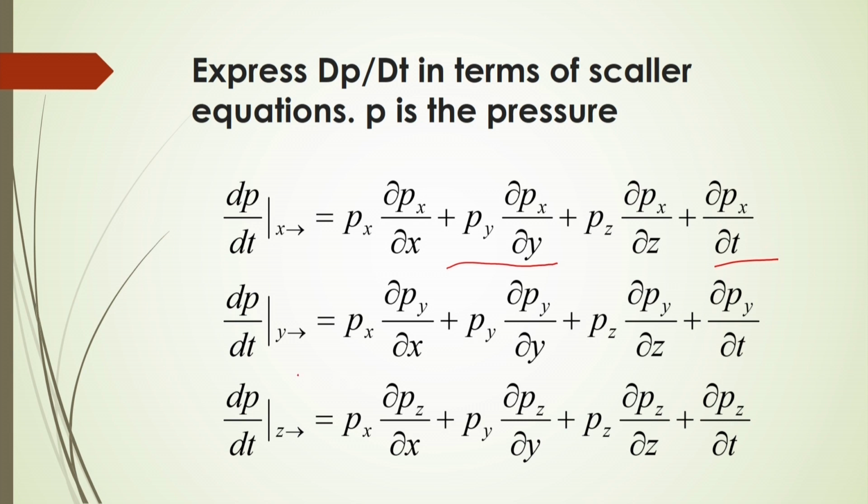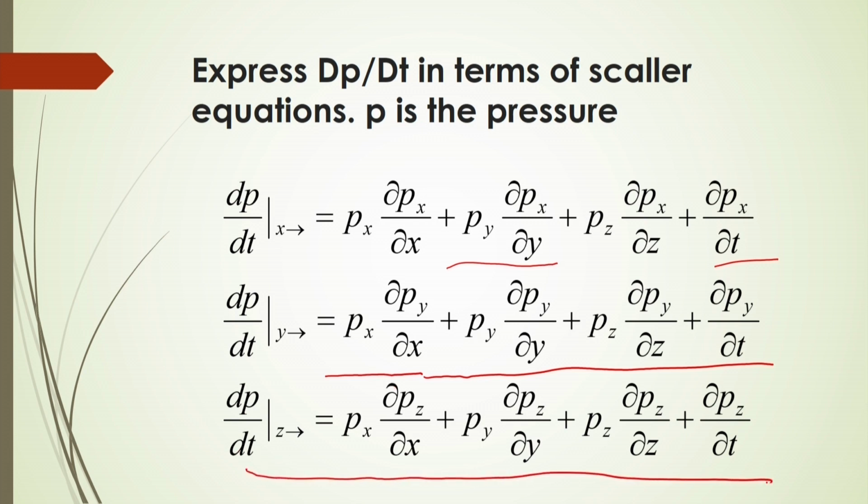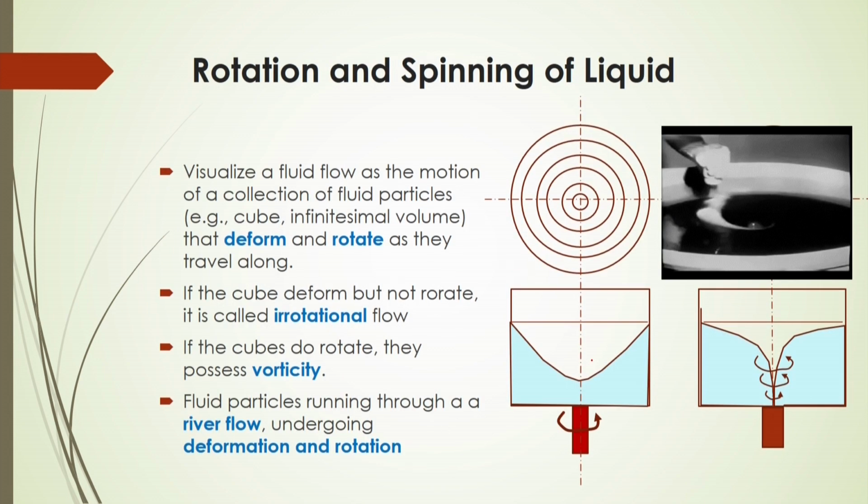Similarly, in the y direction you can represent this Dp by Dt, that means the variation of the pressure with respect to time, like this. Similarly, in the z direction the pressure variation with respect to time will be represented by this.